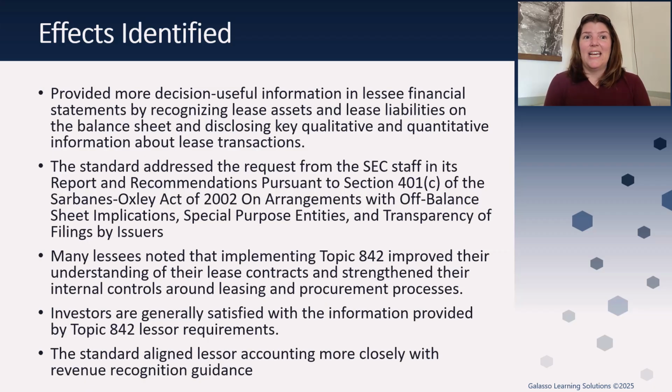So what did they find? Well, at the end of the day, they do feel like it provides more decision useful information in the financial statements, mostly because of the disclosure requirements, right? The Leases standard topic 842 has significant requirements around providing qualitative and quantitative disclosures. And so users have been very positive around that. It obviously addressed the request from the SEC because the SEC wanted to look at these off-balance sheet arrangements and the implications as a result of Enron. And so they wanted to obviously address that.